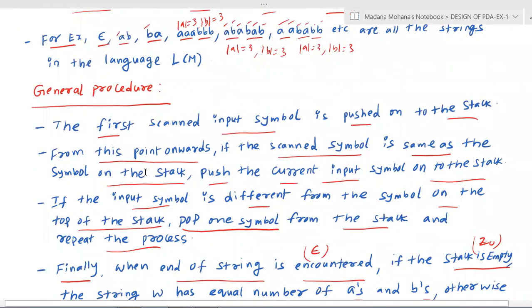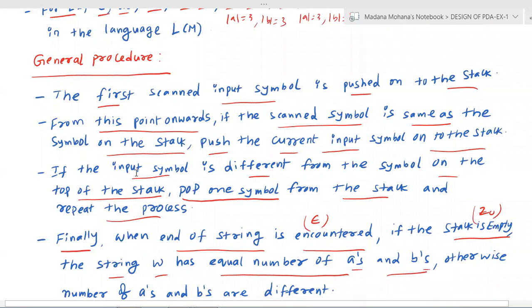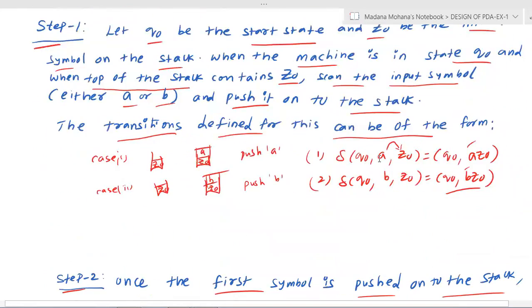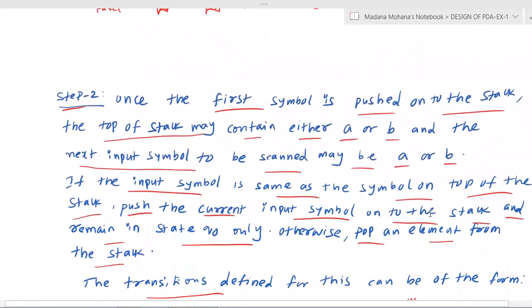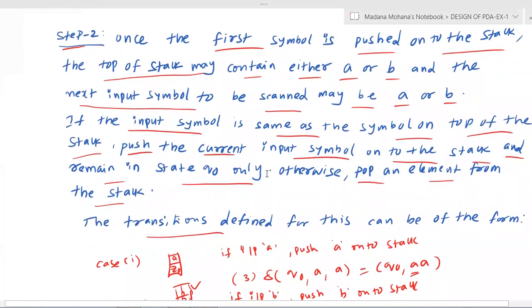Now the general procedure that we used here. First we scan the input symbol, which can be pushed onto the stack. The input should be either A or B. So we simply push those symbols onto the stack without changing state. Next, once the first symbol is pushed onto the stack, the top of the stack may contain either A or B, and the next input symbol to be scanned may again be either A or B. In this case, if the input symbol is the same as the symbol on top of the stack, we push the current input symbol onto the stack and remain in the same state.